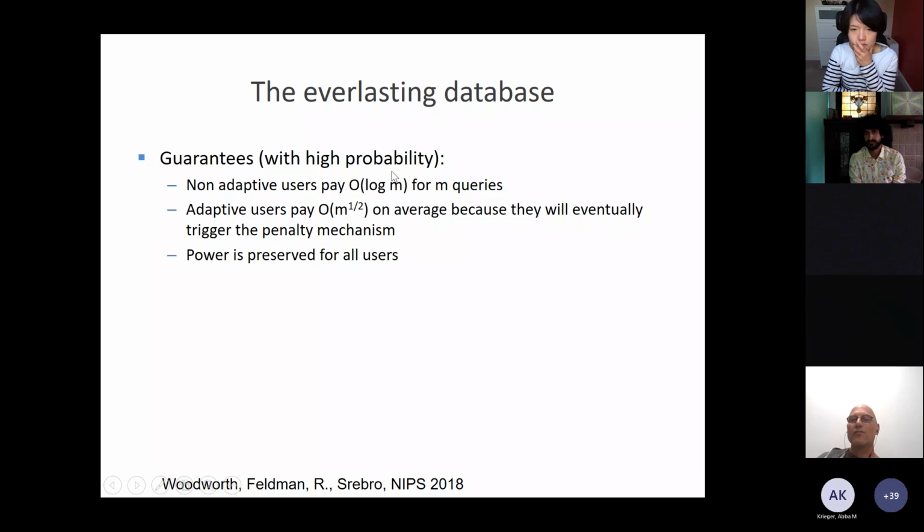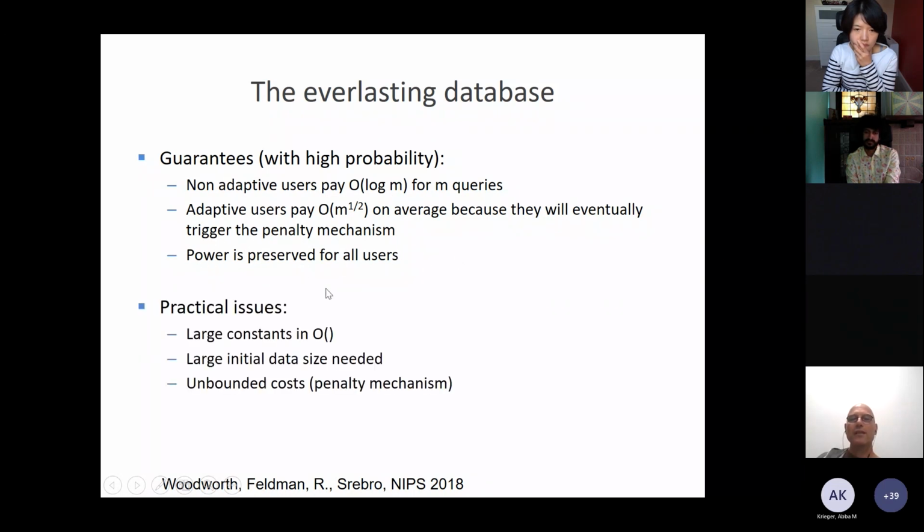So the order of price is log m for m queries. The adaptive users pay on average square root of m. Why? They also pay very cheaply, but occasionally an adaptive user would trigger this big payment mechanism. So on average, in expectation, they would pay of 1 over square root of m. And the important thing is that we guarantee power preservation and validity for infinite use.